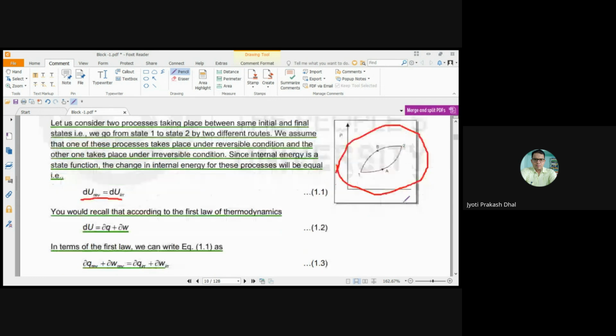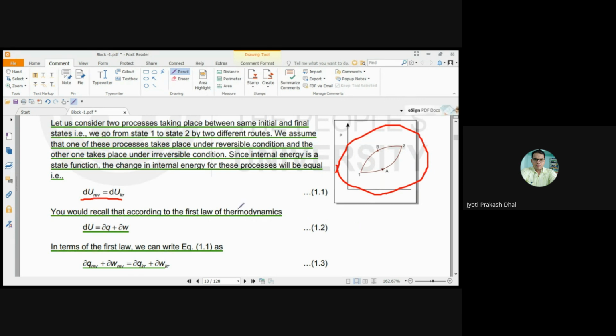This is a very simple figure. From this figure, you can see that the process is carried out from initial state 1 to final state 2 by two different routes. We assume that one of these processes takes place under reversible condition and the other takes place under irreversible condition. Both reversible and irreversible conditions you have already studied at intermediate and graduation levels.